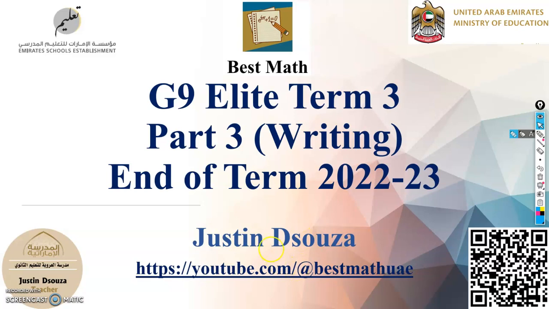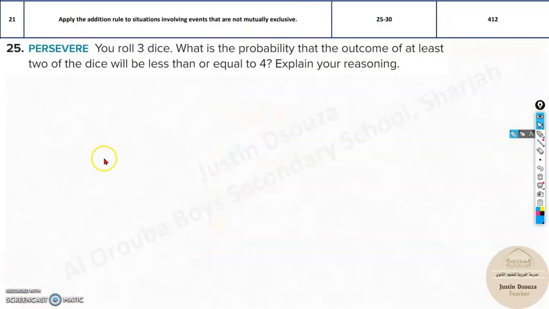Now, then we will go to the first topic, the 21st topic in the writing. It's about different situations on probability and mutually exclusive, non-exclusive. There are 6 questions.